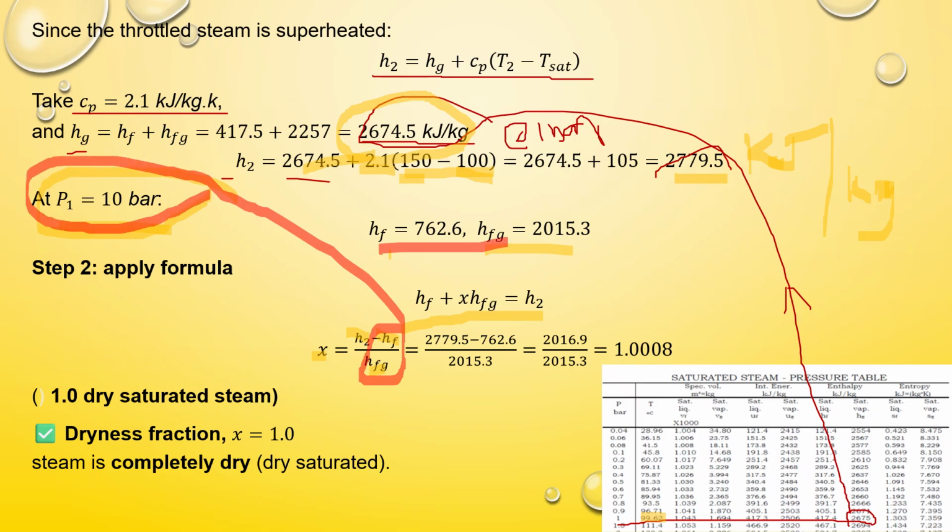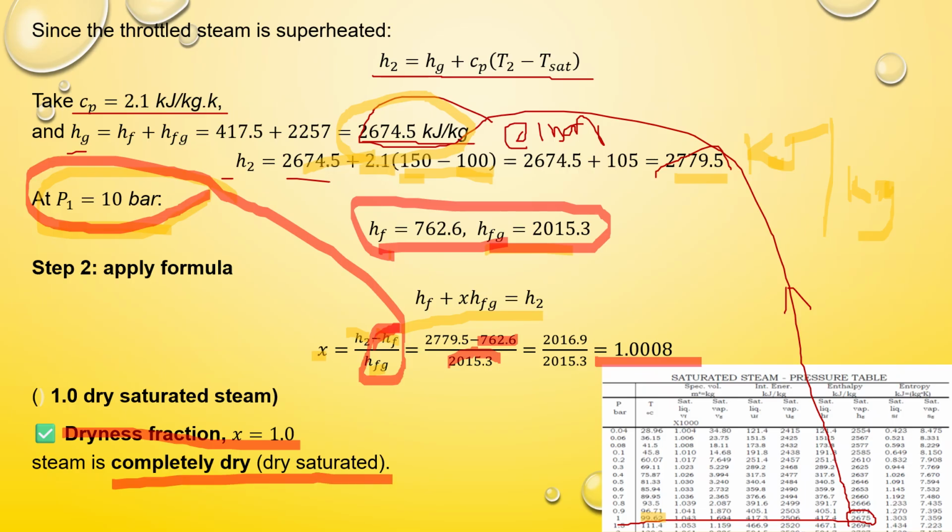These two values which came from the steam table before throttling, you have to put the same values here. That is 762.6 and 2015.3. So dryness fraction is around 1. So we can say that the steam which is entering into the system is almost dry saturated steam.